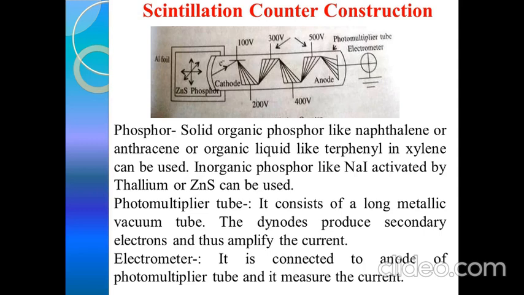It consists of a long metallic vacuum tube in which a large number of electrodes known as diodes are arranged in the increasing order of potential between cathode and anodes. The surface of each diode is covered by antimony and silver oxide. A typical photomultiplier tube contains 10 to 12 diodes. The diodes produce secondary electrons and thus amplify the current. 3. Electrometer. It is connected to anode of photomultiplier tube and it measures the current.